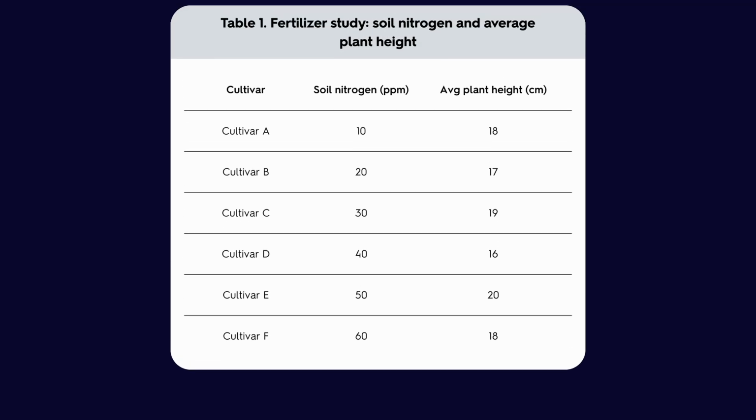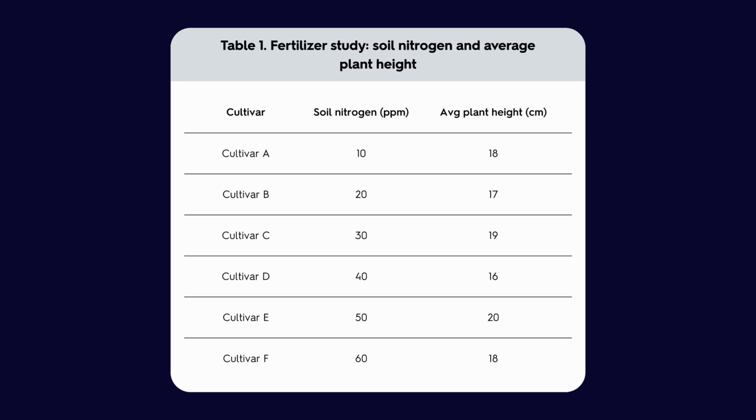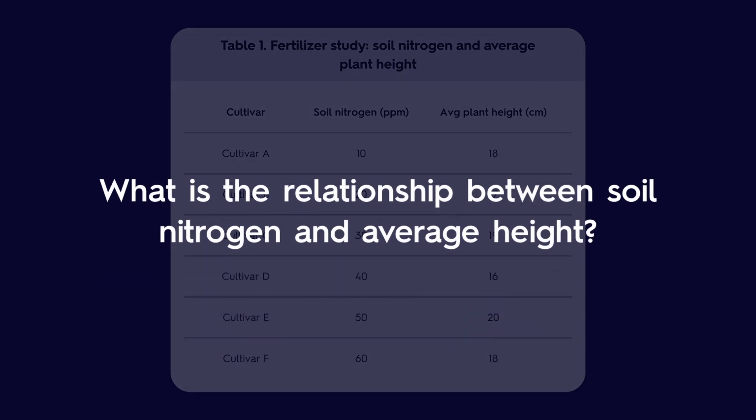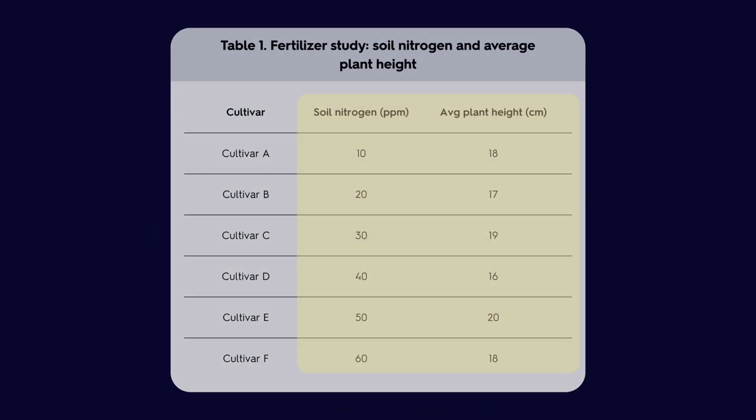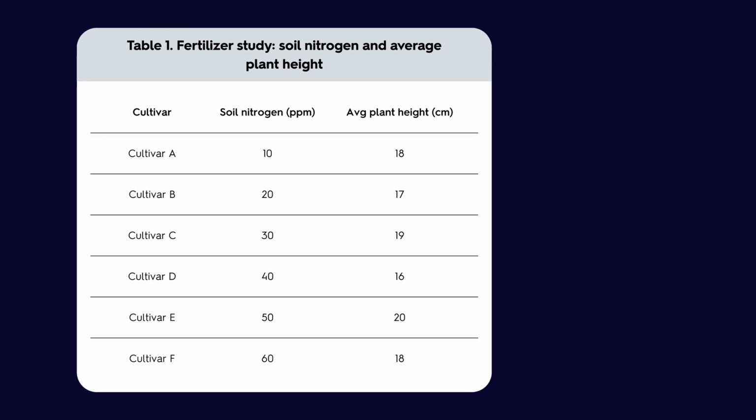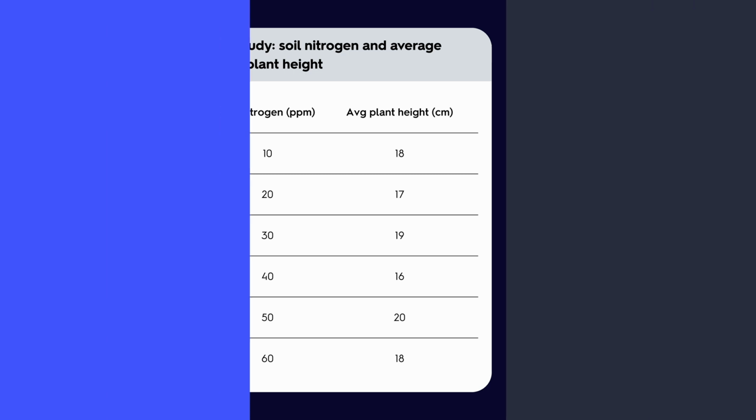Now let's see this in action. Here's a table comparing 3 fertilizers, with one column for soil nitrogen and another for average plant height. If the question asks, what is the relationship between soil nitrogen and average height? Go straight to the 2 columns and compare them row by row. If the heights bounce around with no consistent pattern as nitrogen changes, then there's no clear relationship in the data.